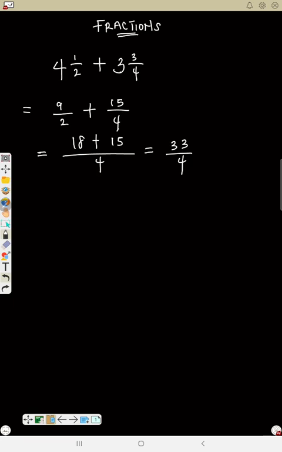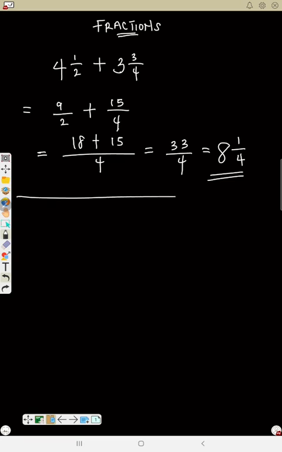Now how many 4? This is improper. How many 4 can you see in 33? 4 times 7 is 28. 4 times 8 is 32. That means it will go 8 whole number, remainder 1 over 4. So that is the answer.